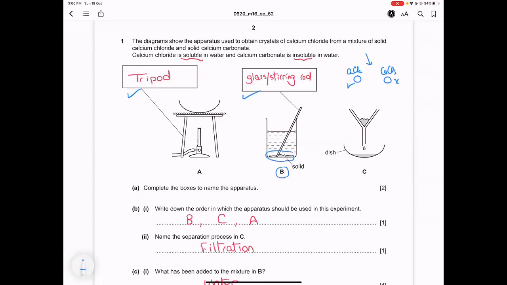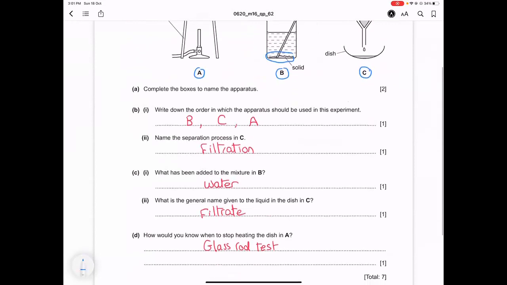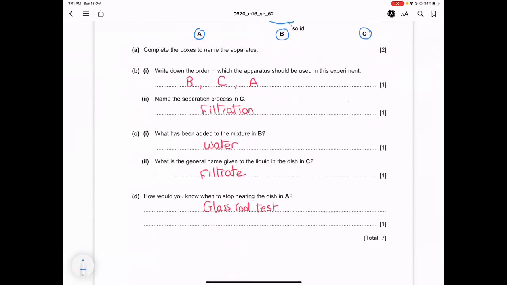Then we need to remove the insoluble solid. So the second step is step C, by filtration. And then we need to get the soluble solid as powder or as crystals by evaporation or crystallization. So the order of the steps is B, C, A.